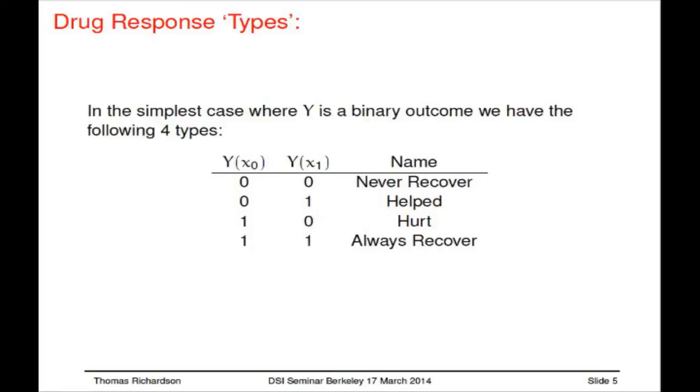Okay, so just to take these ideas a little further forwards, in the simplest case, with a binary outcome, we can now think about 4 different types of patient. We can think about a patient, say here, who has a bad outcome regardless of whether they were to receive the drug or the placebo. They both are 0. A patient who's of type helped, who has a good outcome if they received the drug, but would have a bad outcome were they to receive the placebo, and similarly hurt and always recover.